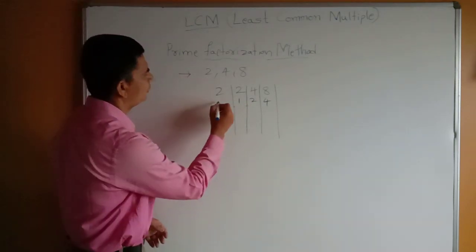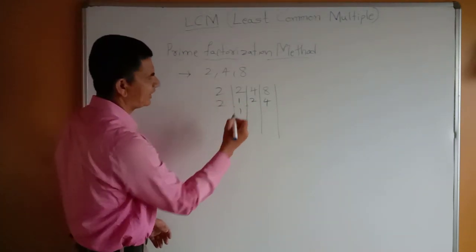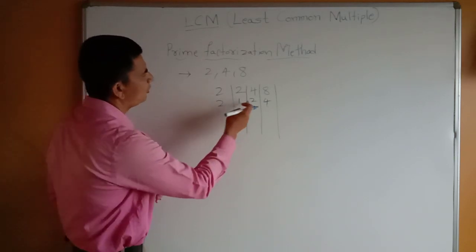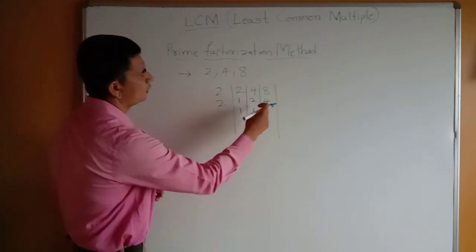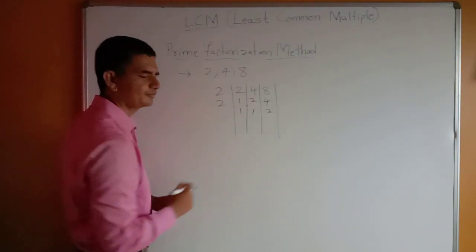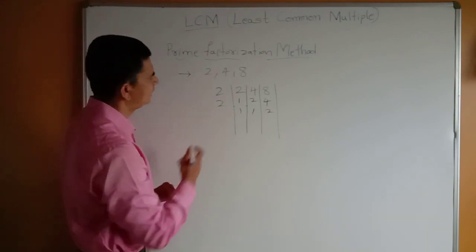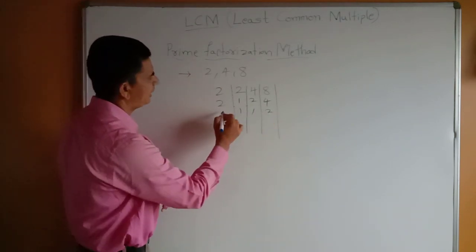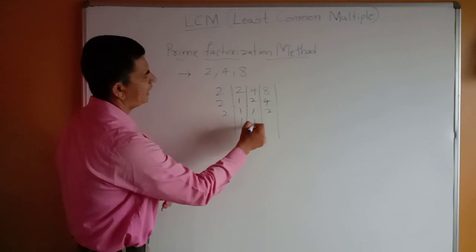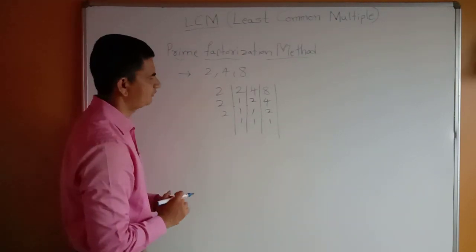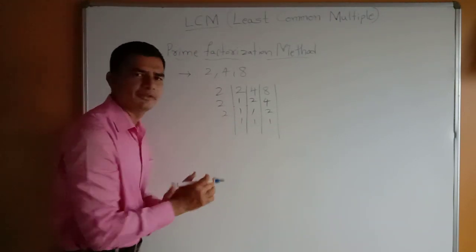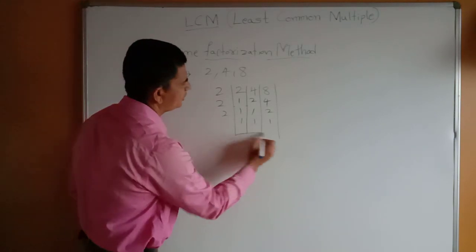Okay, now 2. 1 as it is, you can write or leave it. 2 ones are 2. 2 twos are 4. Now again 2 is there, so you can take 2 here. 1 as it is, 1 as it is, 2 ones are 2. So all of these should be 1. If all of them are 1, you can close this.